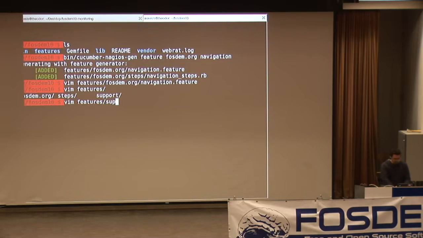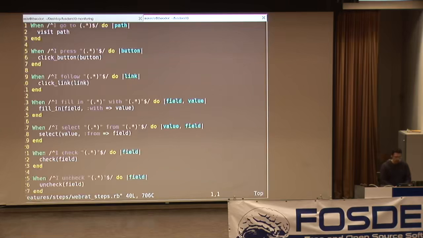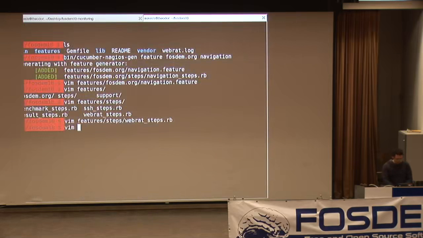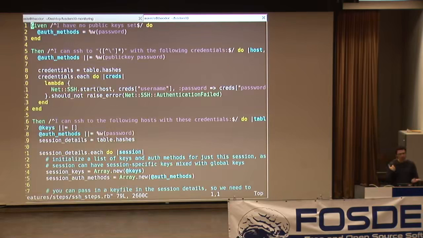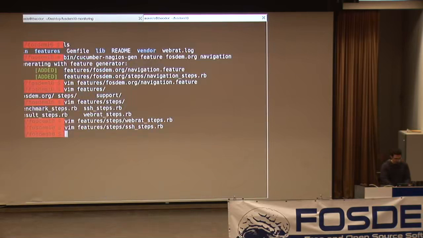Cucumber nagios provides a bunch of built-in steps for doing things like interacting with websites. So this is a built-in library saying, when I go to here, or when I press this button, or when I fill in, or all these different things, right? It also has other things like SSH steps, which I'll talk about in a minute, for interacting with machines over SSH and whatnot. But I'll get to that in a second.